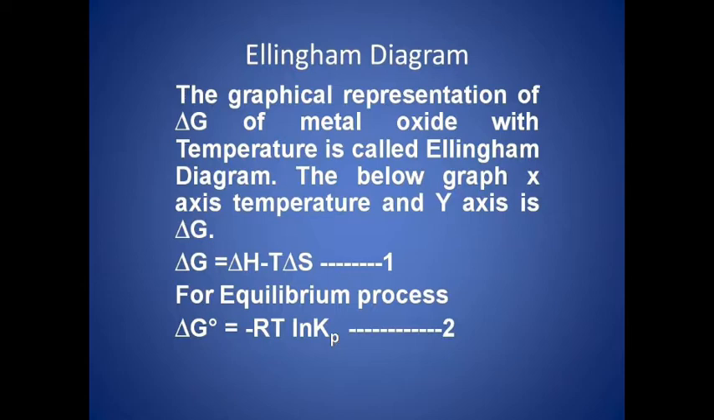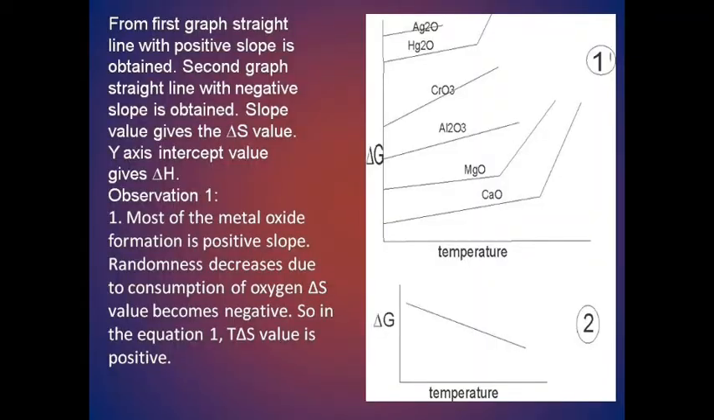For an equilibrium reaction we are going to use another equation, that is standard delta G is equal to minus RT ln Kp. What is Kp? Ln means natural log and Kp means equilibrium constant in terms of partial pressure. The Ellingham diagram is a graph between delta G and T.